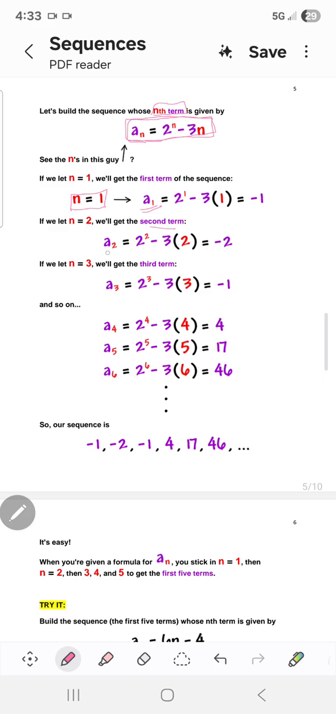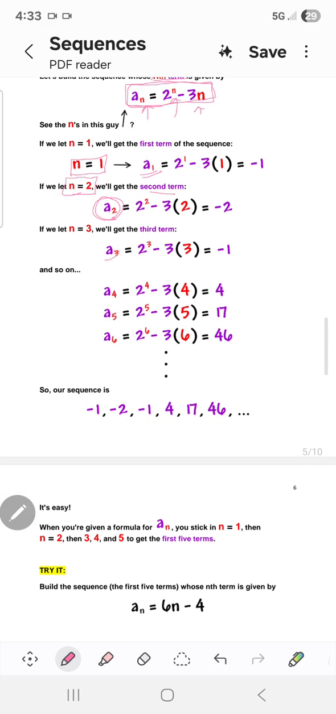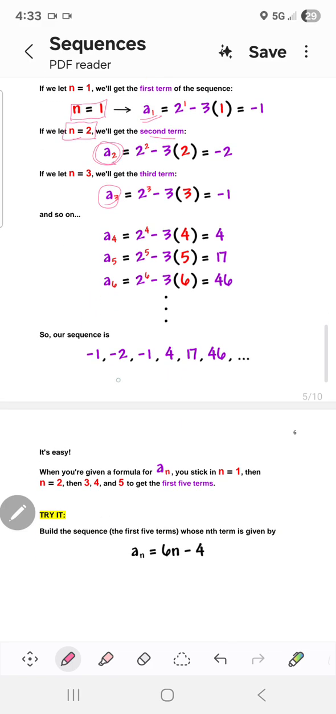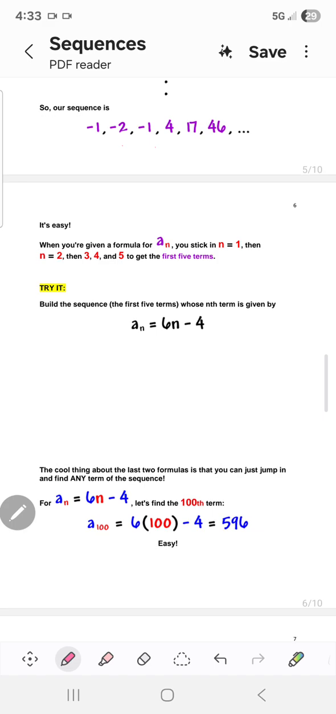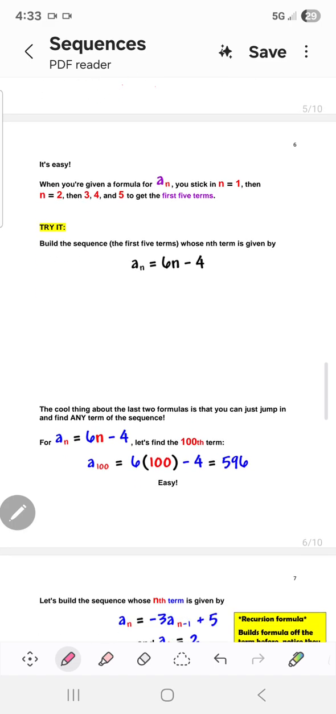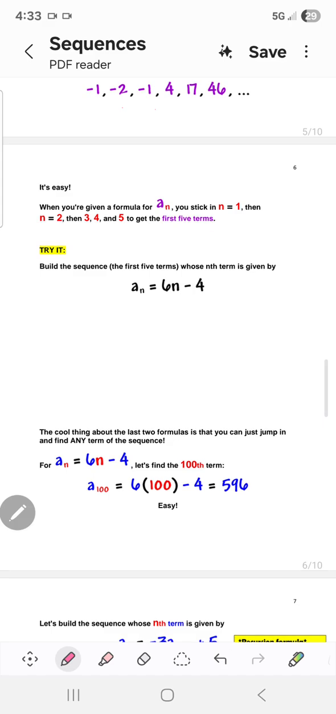Well, now I want the second term, a2. Just plug in n is 2 everywhere. So 2 squared, right? 4 minus 6. You'll get negative 2. The third term, a3, right? And so on. You can keep doing this. And our sequence will keep going, because I didn't say this sequence goes to the 5th term or the 10th term or whatever. So when you're given a formula for a sub n, right, you stick in n equals 1, and then n equals 2, and then 3, and then 4, and then 5. That's to get the first 5 terms.